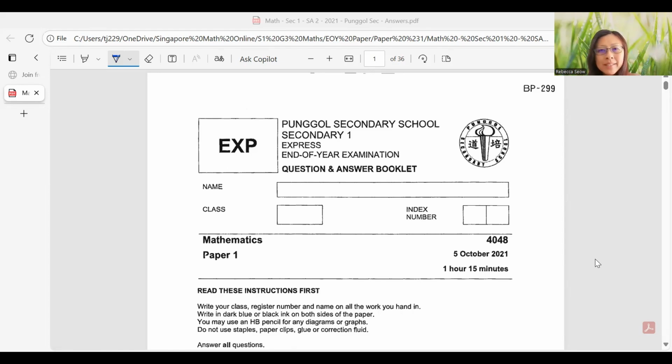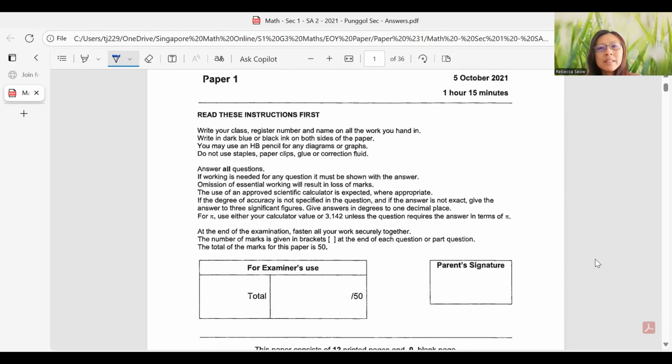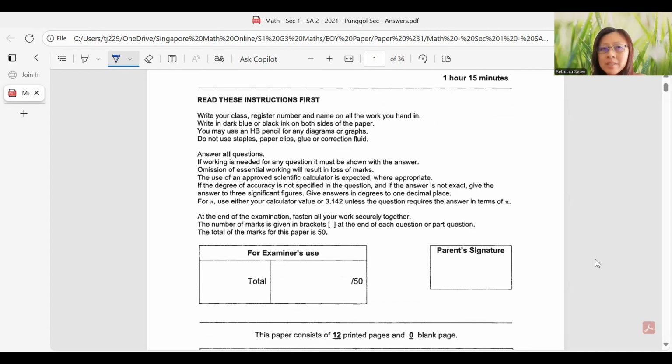So this is paper one, 1 hour, 15 minutes. Right. Now, these are important, especially if your child is taking the EOY examination for the very first time. So let's have a look at it. Write your class, register number, and name on all the work you hand in. This is to ensure that when the papers happen to be detached from each other, you still have your child's name, class, and register number, and no marks will be compromised.